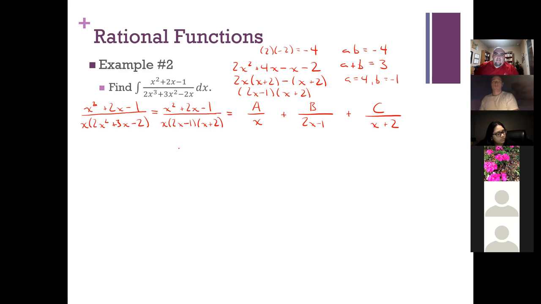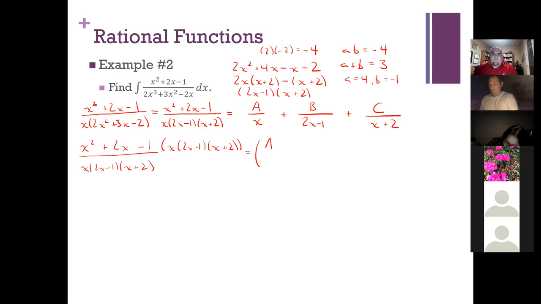All right, so next step in this process is this. I want to clear all these fractions out. So I am going to multiply. Actually, I'm going to rewrite this so I can have enough room to show what I need to do. I'm going to multiply both sides by this fully factored denominator. So when I do that, a lot of good things happen.